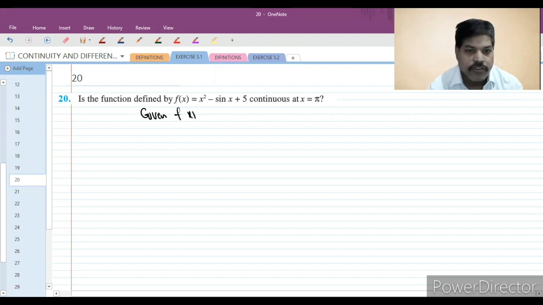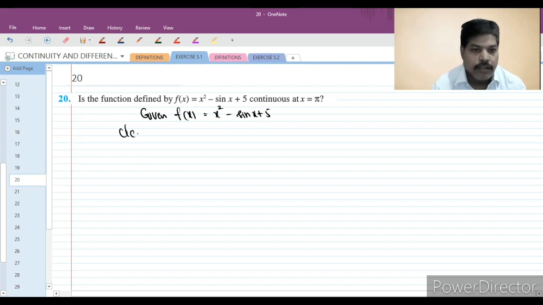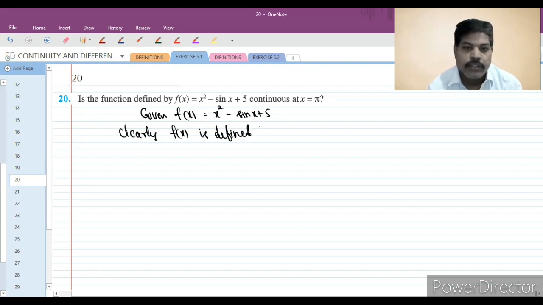Given f of x is equal to x square minus sin x plus 5. Clearly, f of x is defined at x equal to pi. If you replace this x value, this function is defined.